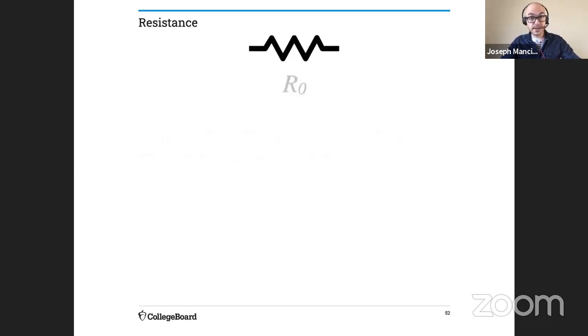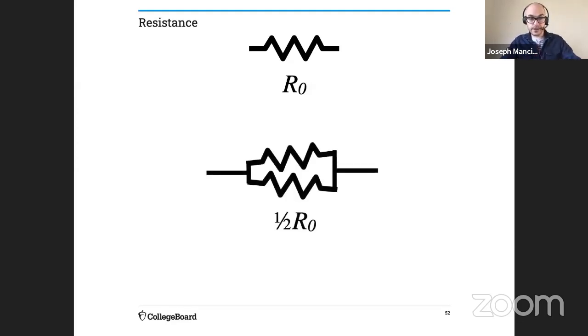For example, here's that same resistor with resistance R naught. But what if we had two of them arranged what's called in parallel so that current can go through one or the other? In series, current goes through one and then the other, but in parallel, current has the choice of one or the other. When those resistors are arranged in parallel, it's half the resistance. Now, there is a way to calculate that. You will not have to calculate it on the AP Physics 2 exam. You may be asked to provide or select a symbolic representation of it.